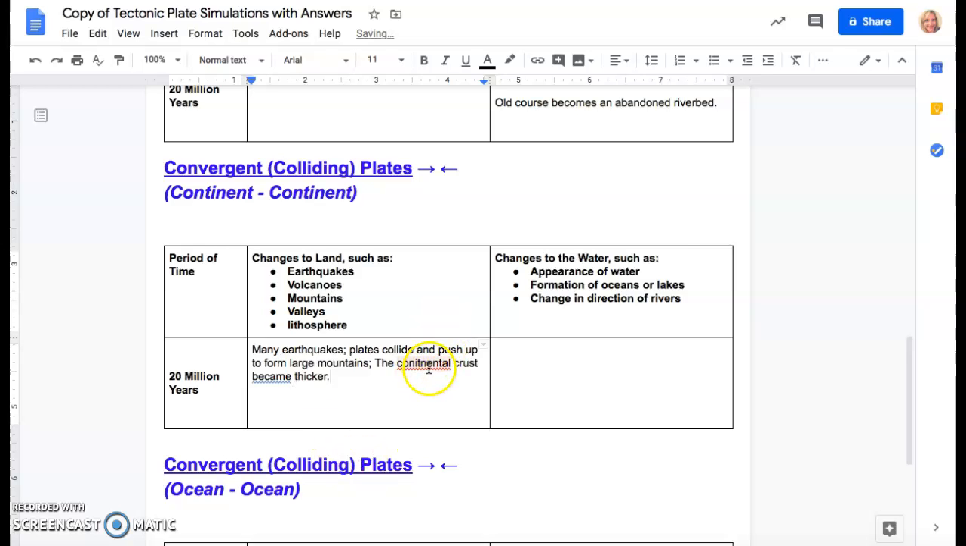Let me fix that. Okay. All right. And then let's say that mantle convection continues.